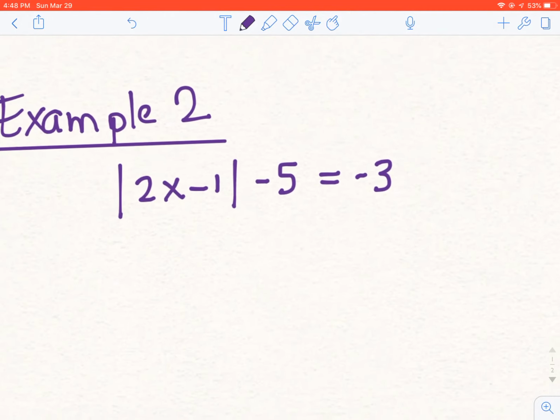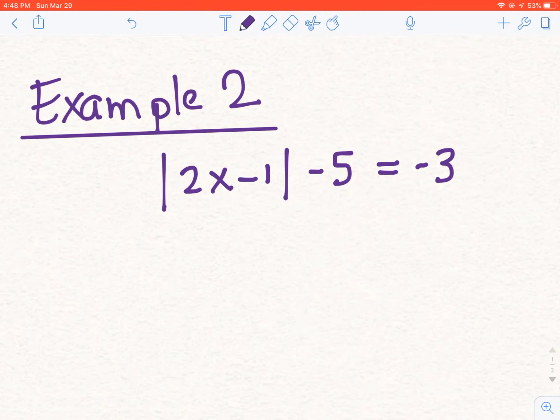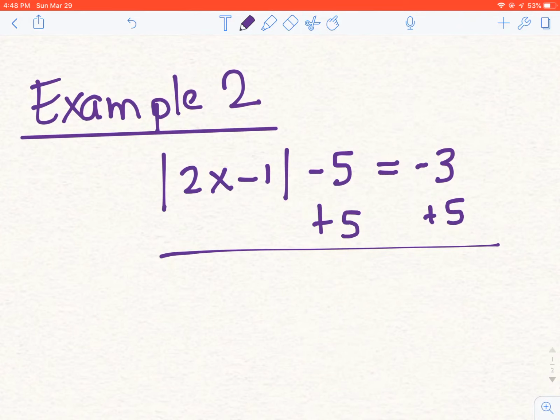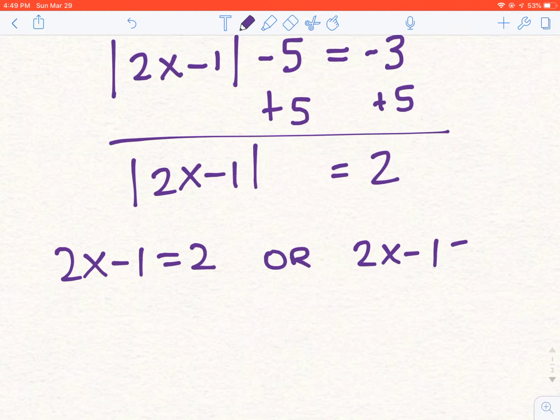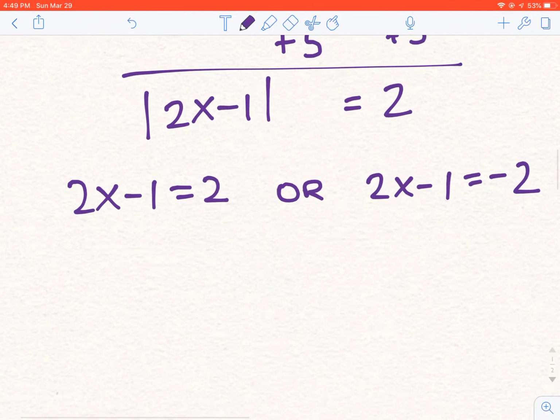All right, so this one I need to isolate my absolute value. So I add 5 to both sides. So I get the absolute value of 2x minus 1 is equal to 2. Now, that 2x minus 1 is trapped inside the absolute values. So don't try to do any algebra until you make two separate equations. And you say either 2x minus 1 is equal to 2 or 2x minus 1 is equal to negative 2. And then I solve each of them and I get two different answers.